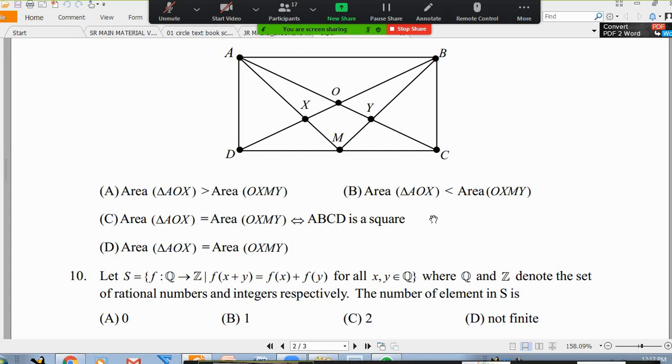All the 0 is possible, but otherwise, because whatever rational number you take, k times that also should be an integer.